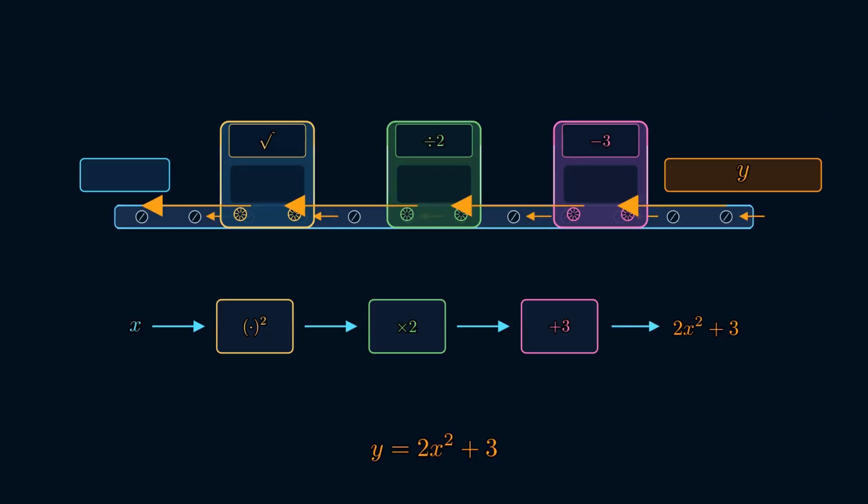Now reverse it. Start with y. Undo add 3 by subtracting 3. That gives y minus 3. Undo multiply by 2 by dividing by 2. That gives the fraction (y minus 3) over 2. Undo squaring by taking the square root. So x equals the square root of the whole fraction (y minus 3) over 2.